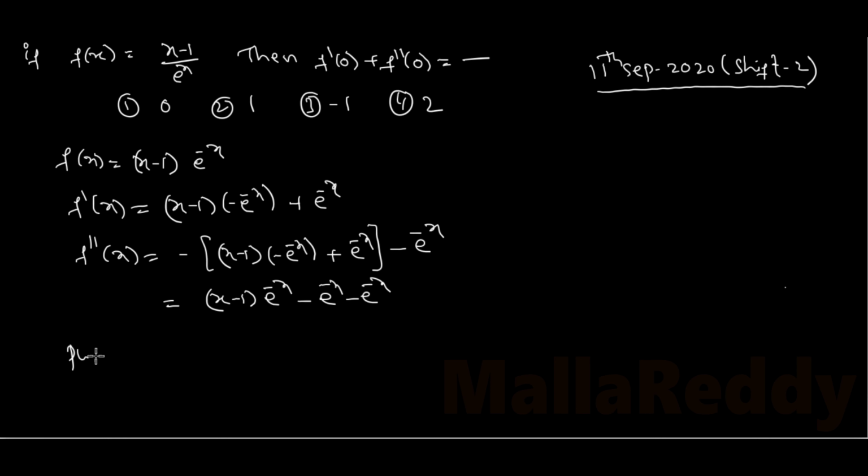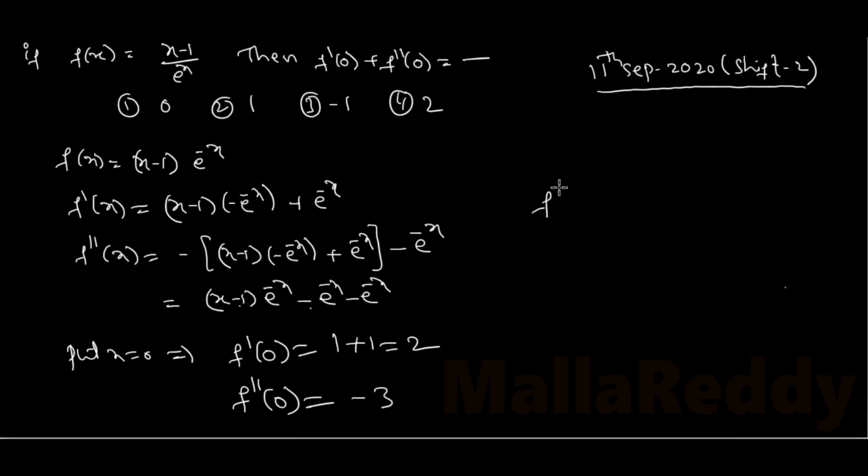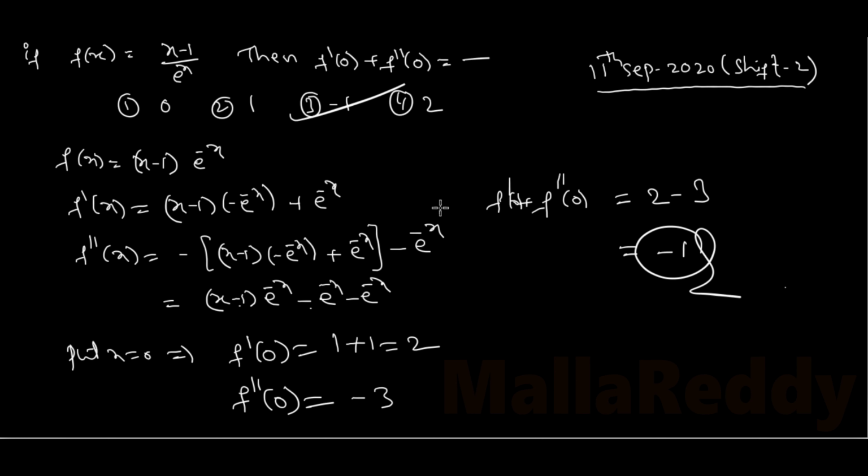Now put x is equal to 0 in both the first derivative and second derivative. That is f dash 0 is equal to (0 minus 1) into minus e power minus 0, which is minus 1 times minus, plus 1, 1 plus e power minus 0 value is 1, 1 plus 1 is equal to 2. And f double dash 0 is equal to (0 minus 1), e power minus 0 is 1, minus 1 minus 1, that is minus 3. So f double dash 0 plus f dash 0 is equal to 2 minus 3, that is equal to minus 1. So the third option is the correct answer.